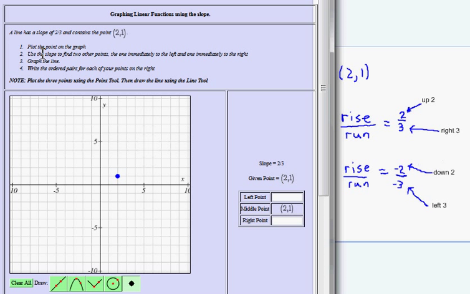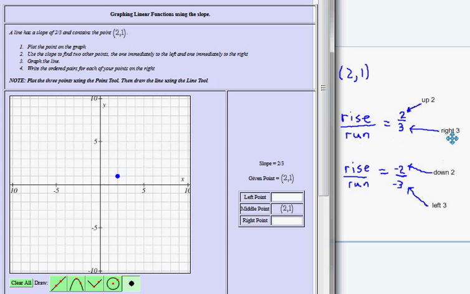Step 2 is to use the slope to find 2 other points, one to the left and one to the right. To do this, I'm going to have to write the slope in 2 different ways. So look over here, and I've written the slope as rise over run. In the first iteration, I've written it as 2/3. This gives the run a positive value of 3, which means I'll be moving to the right 3.